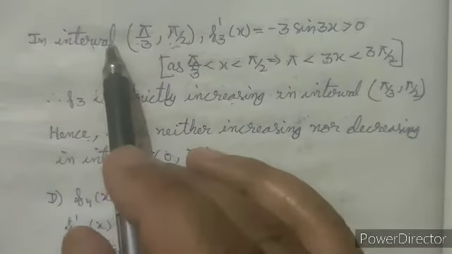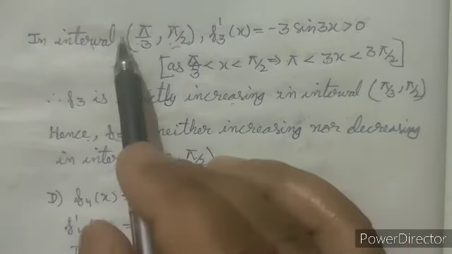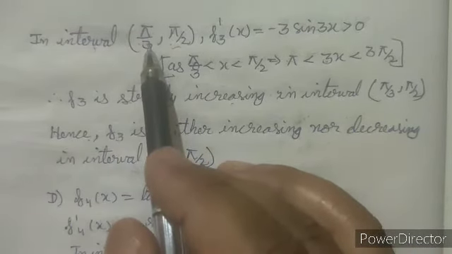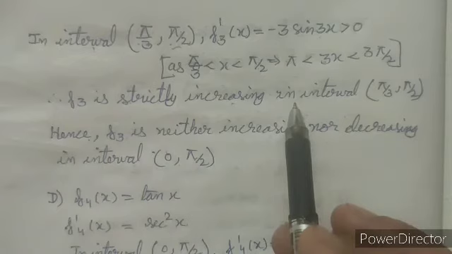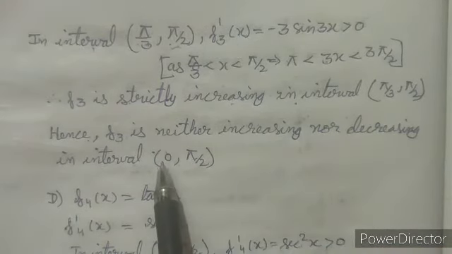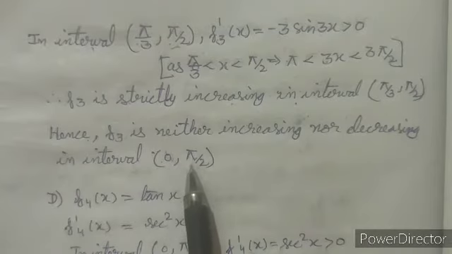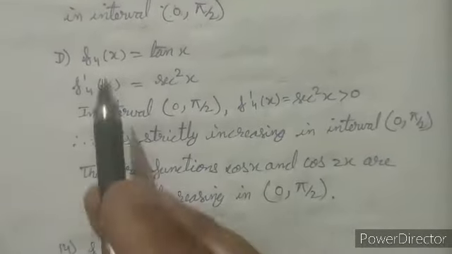Now here f3(x) is strictly decreasing in interval 0 to pi by 3 and strictly increasing in interval pi by 3 to pi by 2. So we can say that f3(x) is neither increasing nor decreasing in interval 0 to pi by 2. Now our fourth function was tan x.